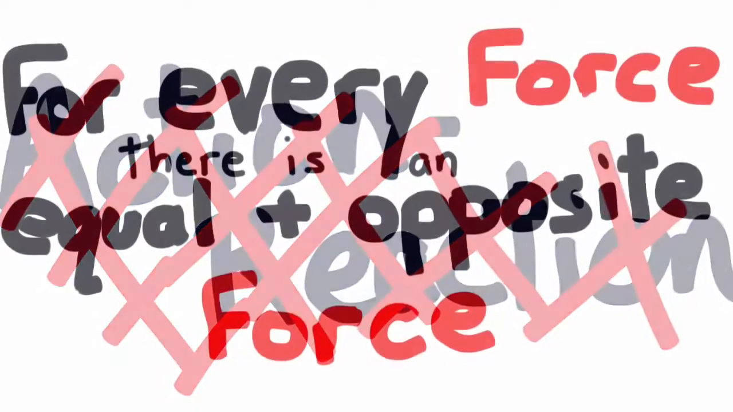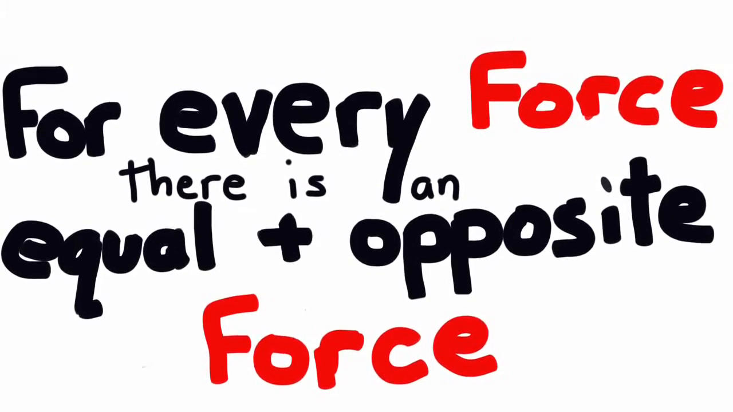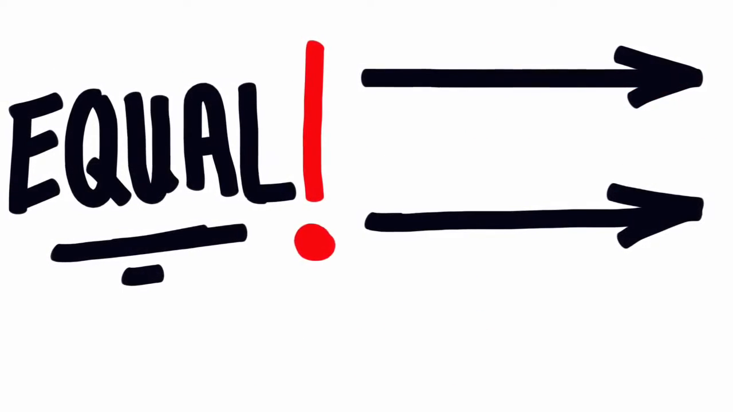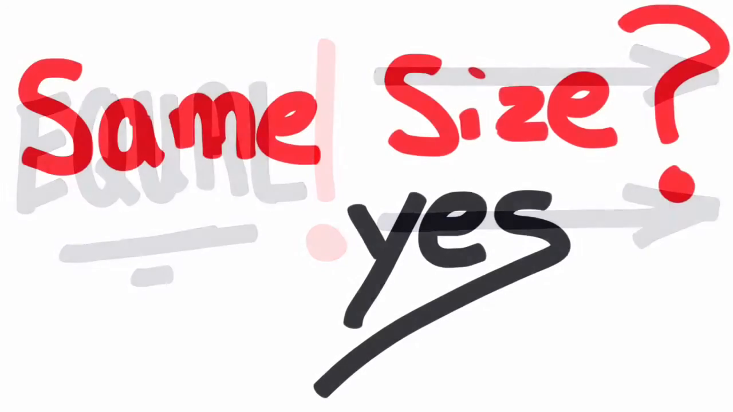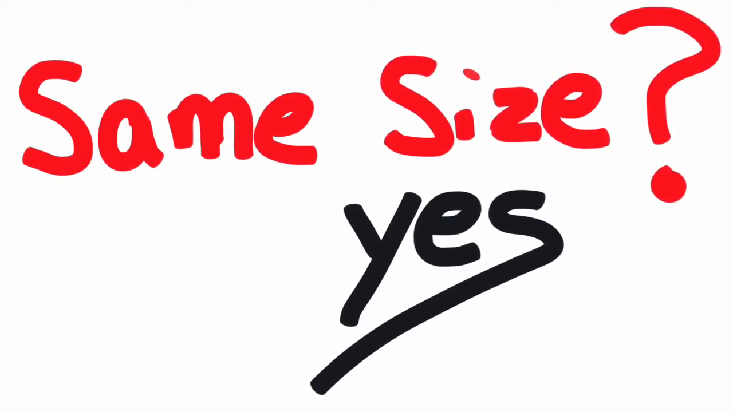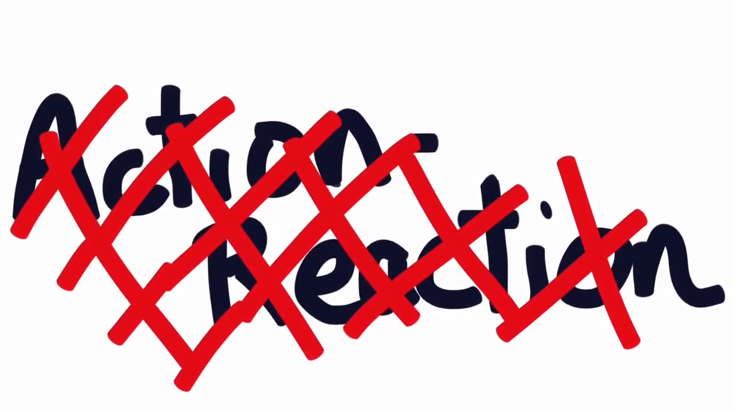Maybe we could say for every force there's an equal and opposite force. But the problem is those forces are not equal because they are opposite in direction, and forces have to have the same magnitude and direction to be equal. Maybe we could say the same size, but still, we've got to get away from that action-reaction.